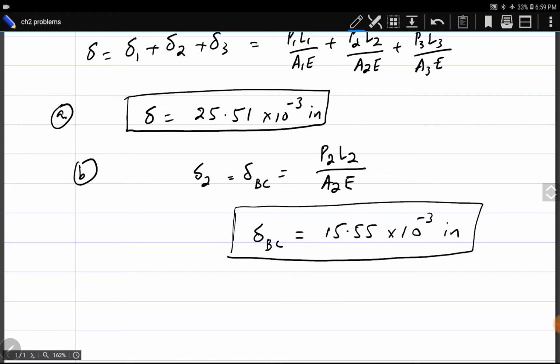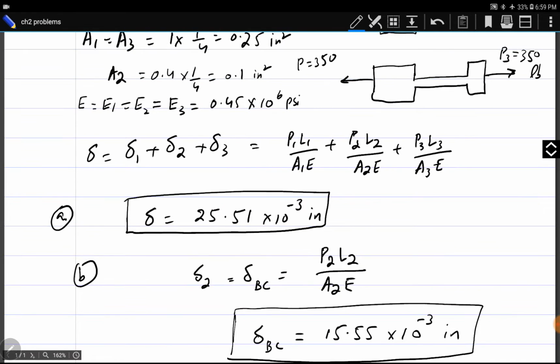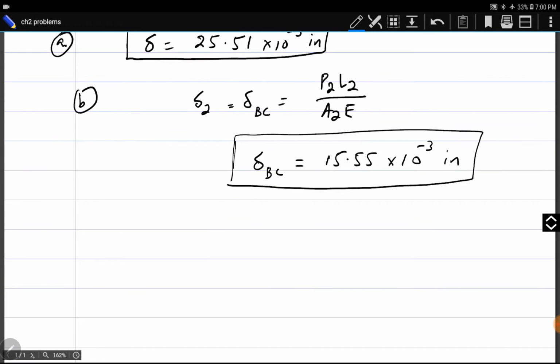It was very simple. First we calculated deformation in the whole specimen, and then in portion BC only. So the whole specimen has been divided into 3 sections, section 1, 2 and 3. We have added up their individual deformations to calculate the net deformation. And section BC is suffering from deformation 2 only, delta 2. So it is equal to P2 L2 divided by A2 and E. We will move towards our next problem.